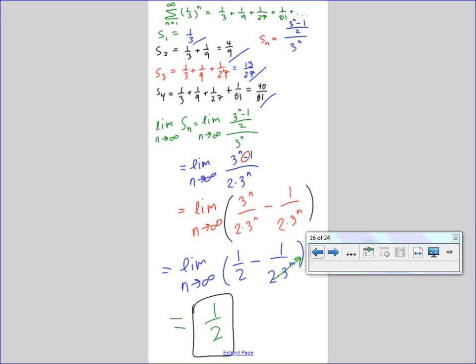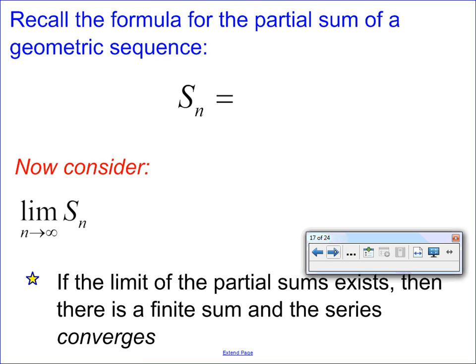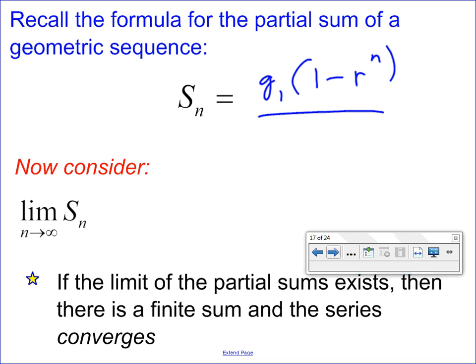Notice how this was a common ratio r, in this case 1/3, to the nth power. That's just a geometric sequence. And for the sum of the terms in a geometric sequence, the nth partial sum is given by the first term's value, g sub 1, times the quantity 1 minus r to the n, all over 1 minus r. And we did that back in our BC prerequisite.